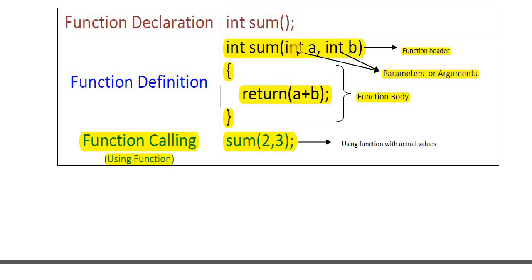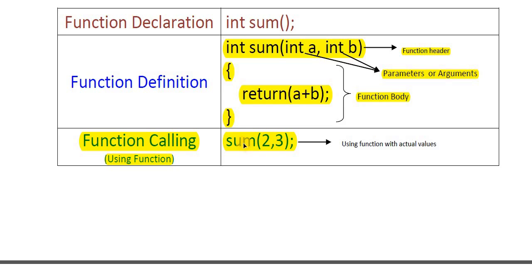In the above example we created a function with temporary variables integer a, integer b. Here in this line we are using actual values 2, 3. So using a function with actual values, or just using a function, is called function calling. Function calling means using the function. Here we are using the function with some actual values 2, 3. You can write any values, like 5, 5, 1, 2.